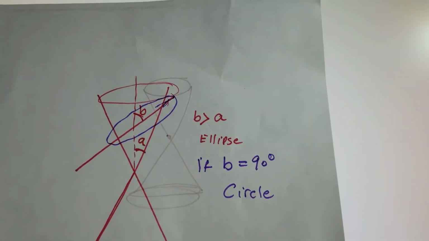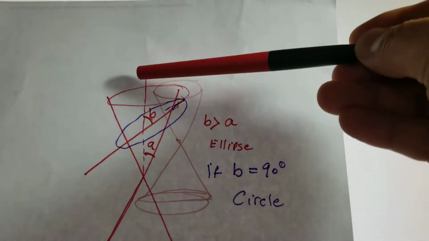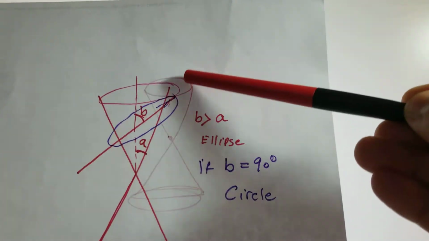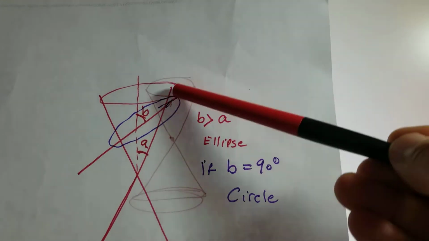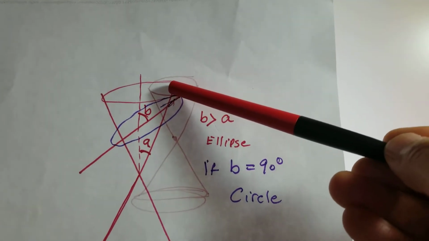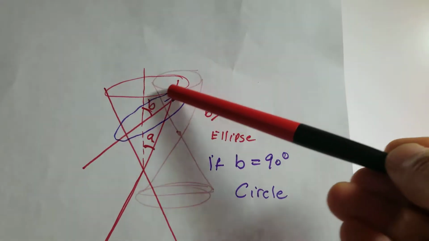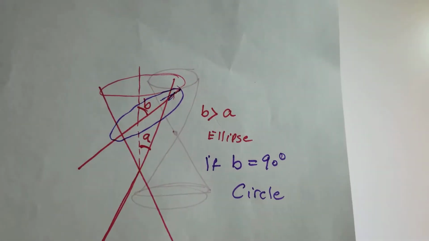The double napped cone was generated by the fixed line right here, and this one was a rotating line. You take this line and rotate it around that fixed line, and thus you get a double napped cone.